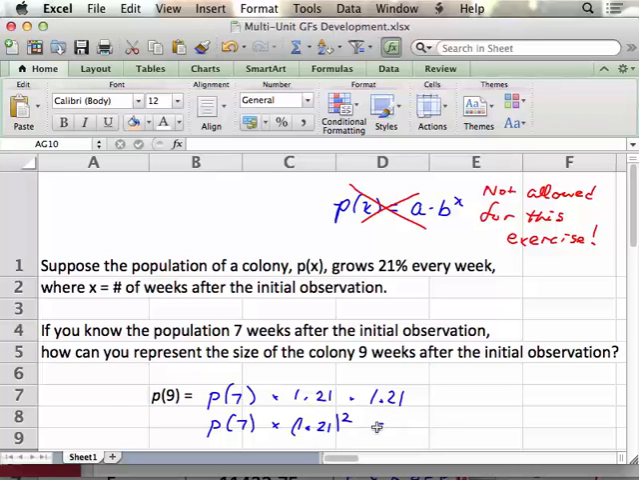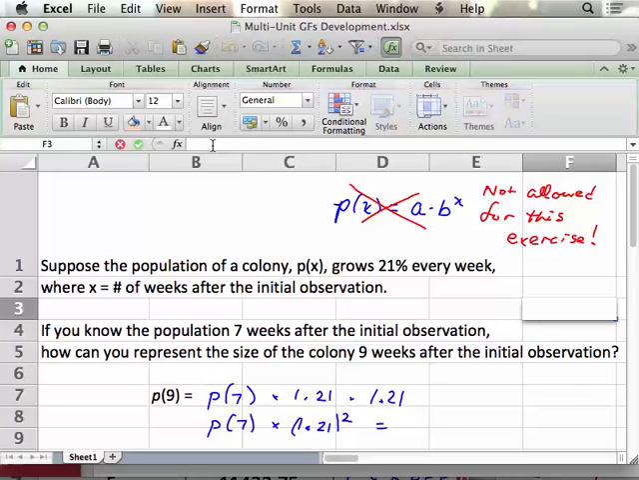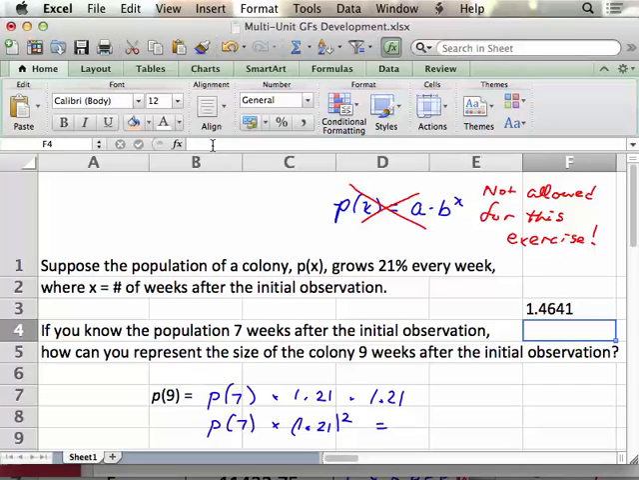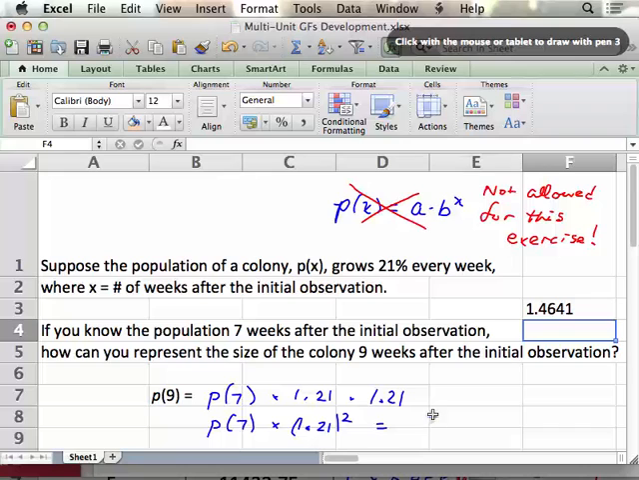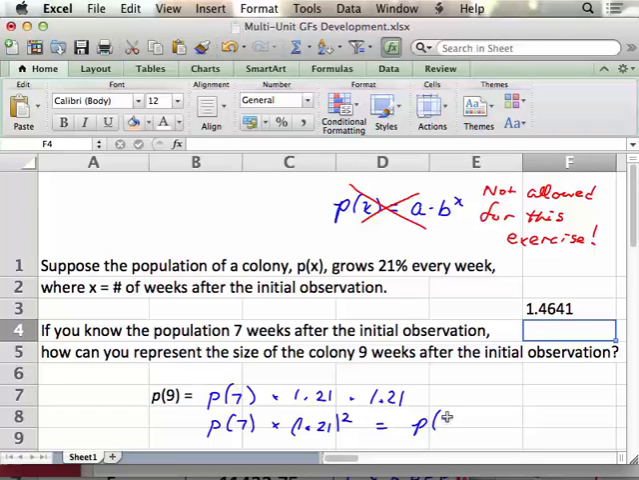Okay, so let's figure out what 1.21 squared is. I'm going to come over here and say equals 1.21 squared, and I get 1.4641. So another way to write this is P of 7 times 1.464. So what's the effect of multiplying by 1.464?